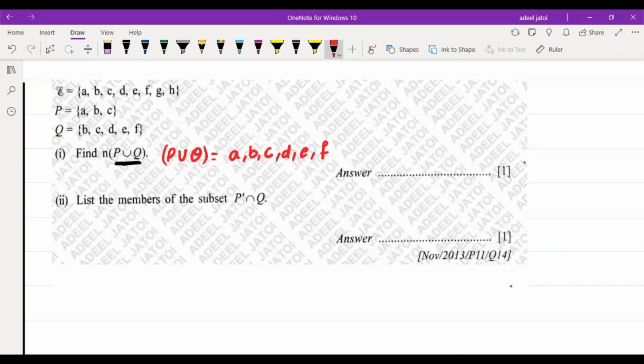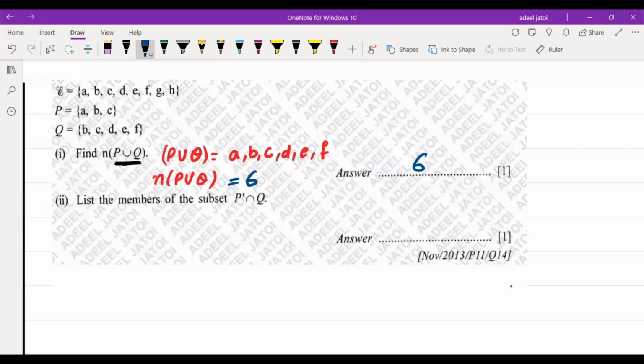All the elements of P and all the elements of Q, but you needed n, right? So that means you need to count the numbers that are in the set. 1, 2, 3, 4, 5, 6. How many numbers do we have? We have 6 numbers. So we write this down as 6.